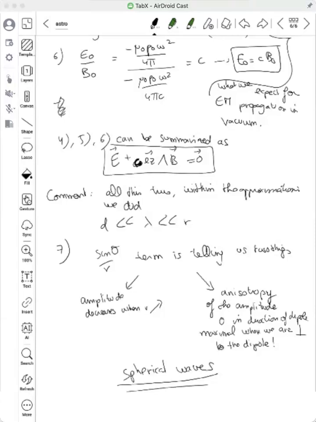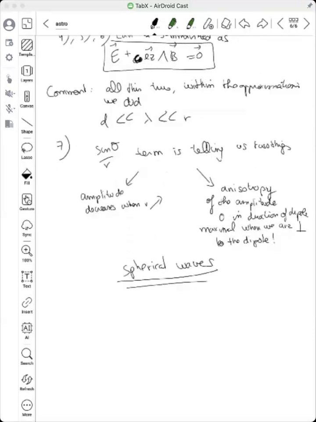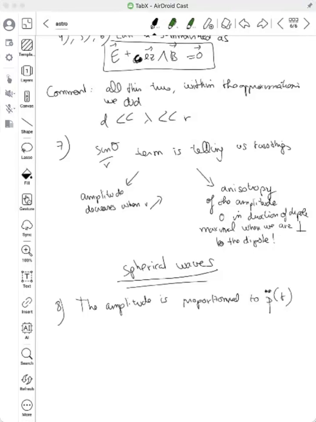And the last point I want to make is still about the amplitude. The amplitude is proportional, I will show it in a second, to the second time derivative. Do you know this notation with two dots? The second time derivative of the dipole moment. Okay, so let's show it.